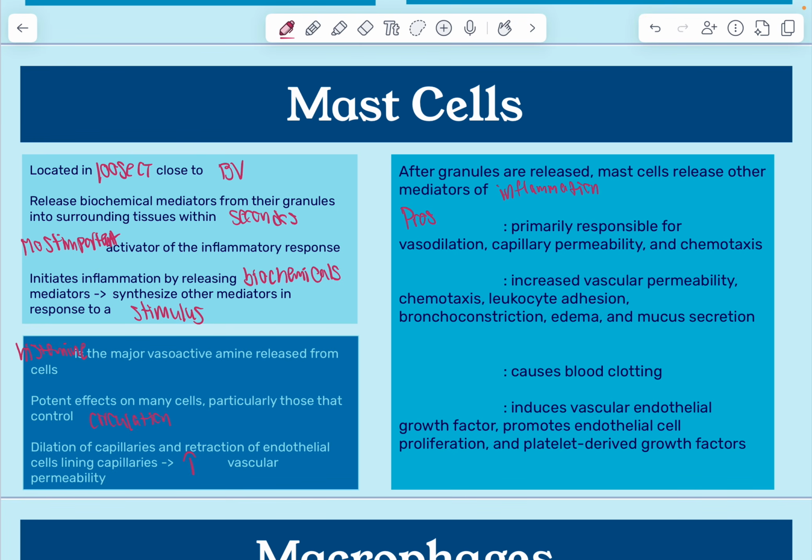Starting with the prostaglandin, this is primarily responsible for vasodilation, capillary permeability, and chemotaxis. There are also leukotrienes that are released, and these help increase vascular permeability, chemotaxis, leukocyte adhesion, bronchoconstriction, edema, and mucus secretion. There are also platelet activating factors, and these are just going to help blood clotting occur. And there's also the growth factor, and this is going to induce vascular endothelial growth. It's going to promote endothelial cell proliferation and platelet-derived growth factors.